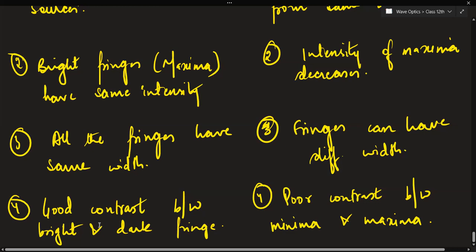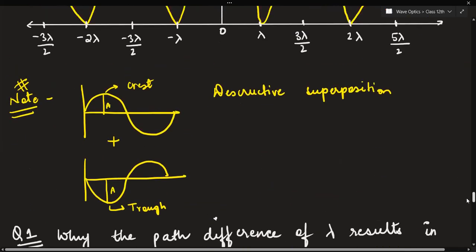And last one is that there's a good contrast between the bright and the dark fringes in interference. But there's a poor contrast between the minima and maxima. Here you won't use bright and dark fringe. So that was all about diffraction.